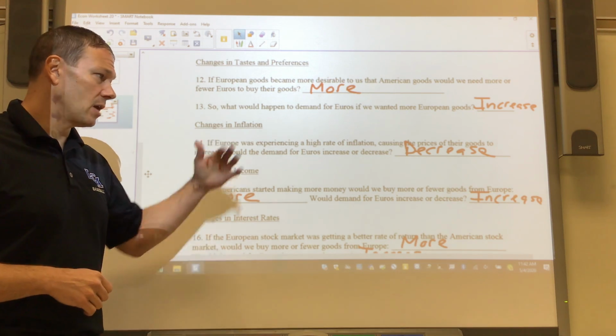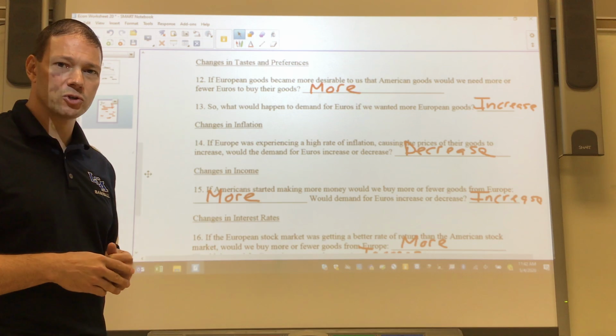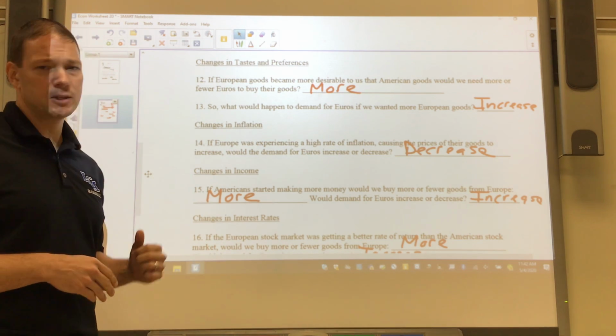So, as always, I know that's a little bit tricky. Currency exchange is just one of those kind of boogers of a concept, but hopefully that makes more sense.